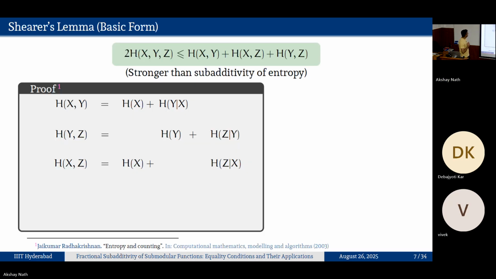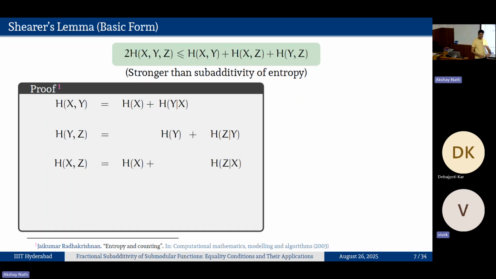So let's work out some simple stuff. Let's take this inequality that we'll call Shearer's lemma in its most basic form. If we were to write it as a subadditive form, I would have just said h of x, y, z is going to be at most h of x plus h of y plus h of z. So that was my subadditive form.